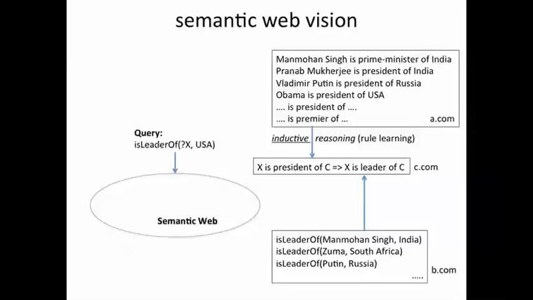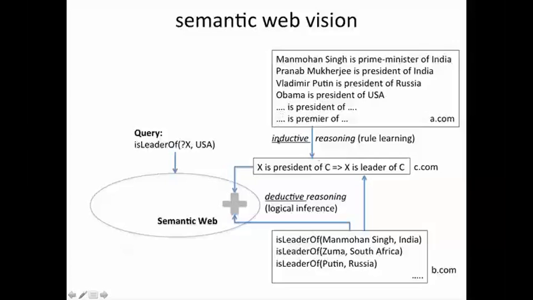Inductive reasoning is almost always probabilistic to a certain extent, using some of the techniques that we've already seen. Next, normal deductive reasoning allows us to combine the rules and facts to arrive at the fact that Obama is the leader of USA, which is then the answer to our query.